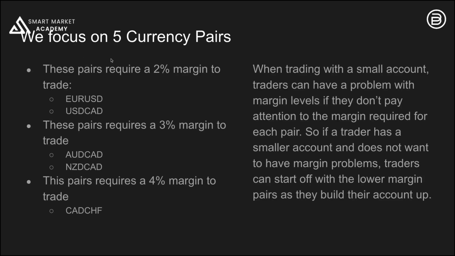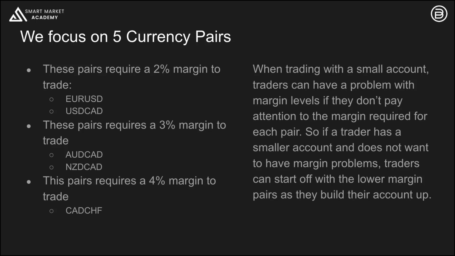Let's take a look at the 5 currency pairs that we do focus on. We focus on the Euro US dollar and the US dollar CAD, which only have a 2% margin. Then we're also focusing on the Aussie CAD and New Zealand CAD, which have a 3% margin requirement. And then the CAD Swiss has a 4% margin requirement. So you can see how the CAD Swiss would be twice as expensive to trade as the Euro US dollar and the US dollar CAD.